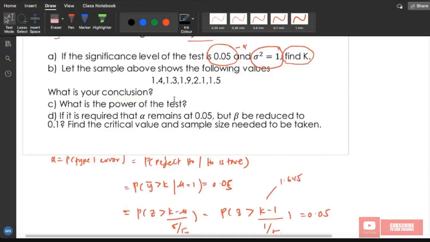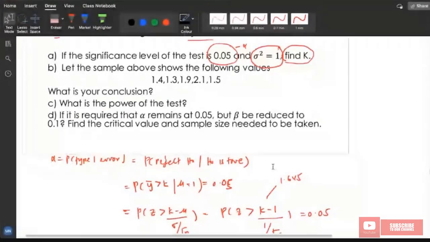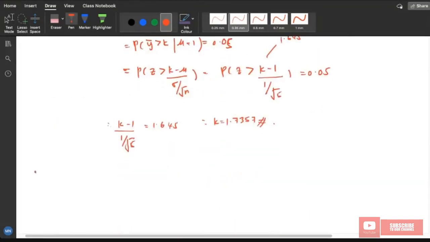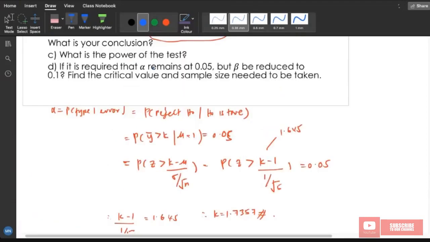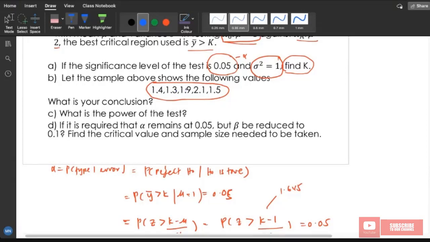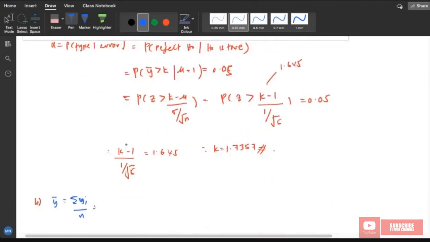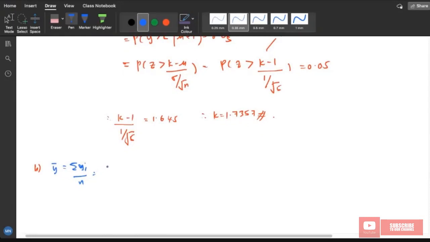Right, now move to the next example. The sample above shows some values here. We have 5 values: 1.4, 1.3 until 1.5. What is our conclusion? So Y bar is equal to the summation of Y i divided by n. You need to add everything, 1.4 plus 1.3 plus 1.9 until 1.5. It should be divided by 5, and you should get 1.64.